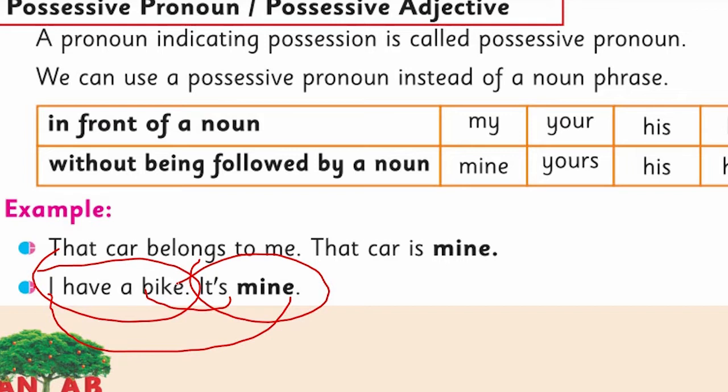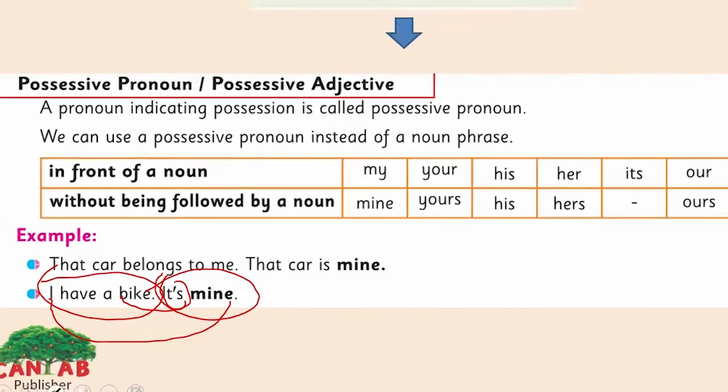And it is the short form. We call it a contraction here, to write it in a short form. Apostrophe and S, we call it a contraction here.